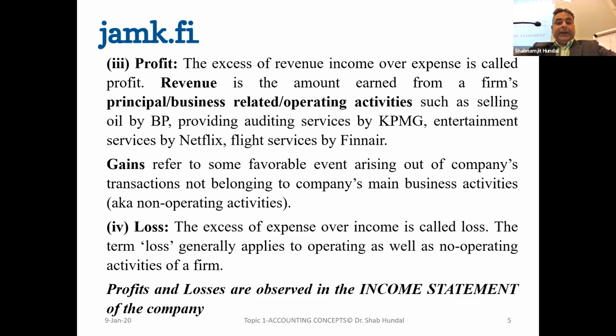And if the company is having profits, it will add to the company's resources for the future. But if a company is having loss, it will take away the resources of the company for the future. I'll give you an example. A company's total assets last year, 2019, were 200.